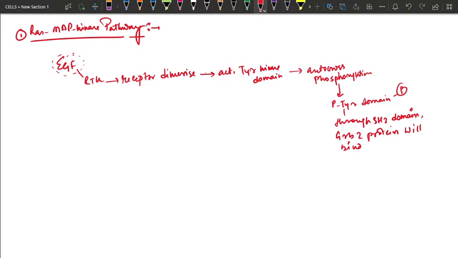Now to this Grb2 protein, another protein will bind, that is known as the Sos protein. This Grb2 protein is a kind of scaffold protein, actually a mediator. This Sos protein is a kind of guanine nucleotide exchange factor, GEF. So it will give the GTP to the particular protein.